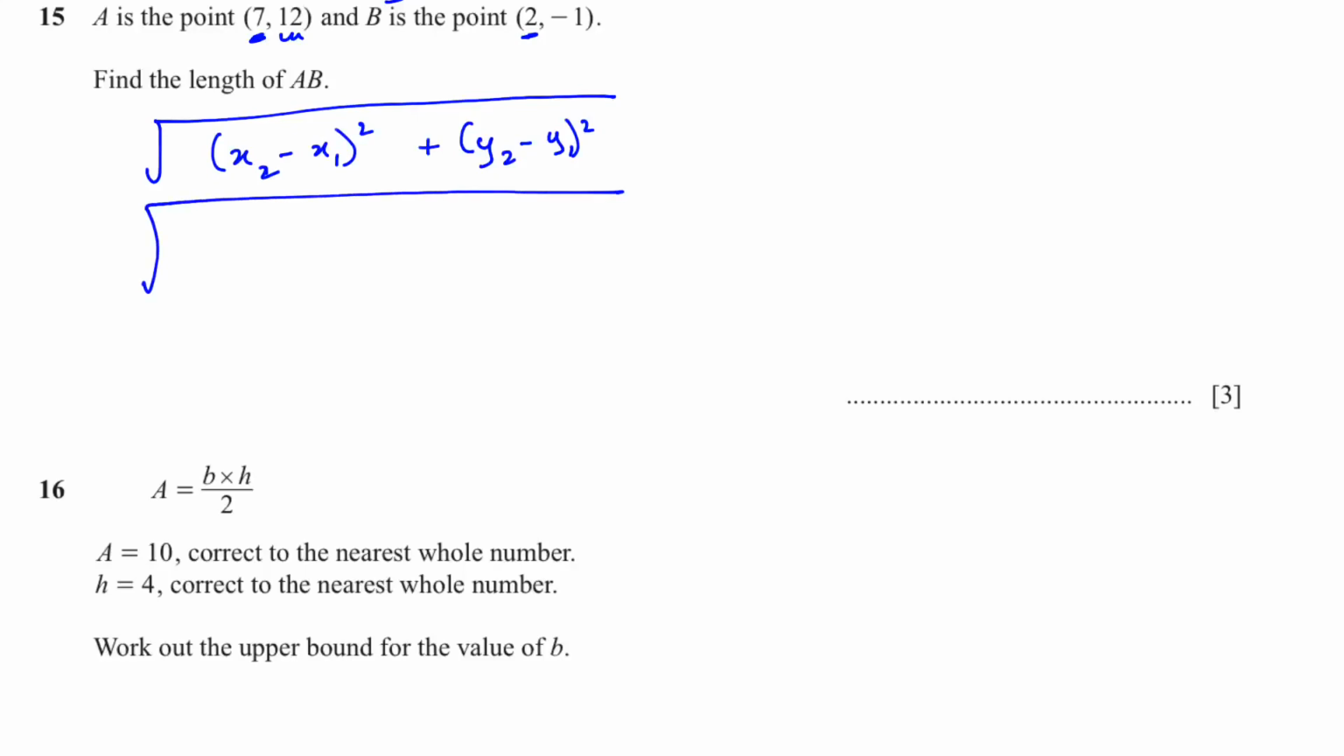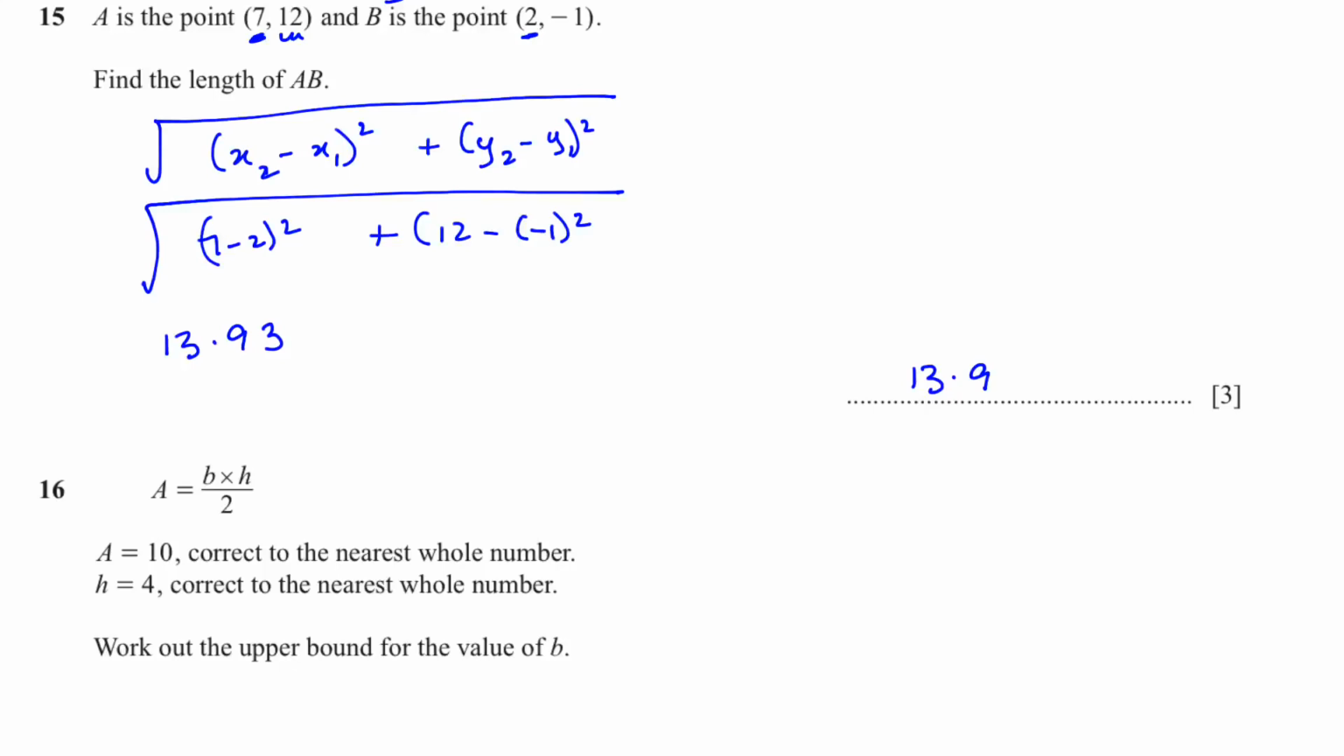You just have to substitute. So 7 minus 2 square plus 12 minus 1 square. And this will give us 13.93. We'll round it to one decimal place. 13.9 is the answer. You have to just memorize the formula.